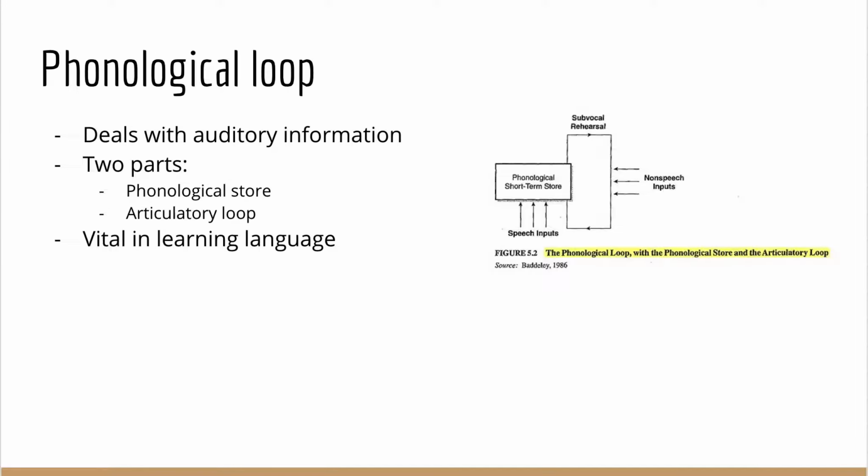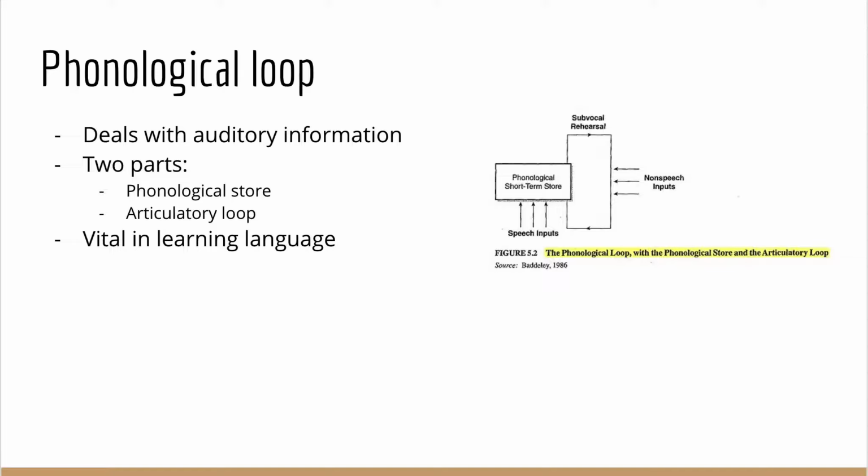Now we have the phonological loop, and this is what deals with auditory information. So there's two parts with the phonological loop. It has the phonological store. This is a short-term store for auditory information, so speech inputs flow into this. You remember it. And then there's an articulatory loop, or in the diagram, it shows a subvocal rehearsal. It's essentially just your inner voice that's really just refreshing this memory.